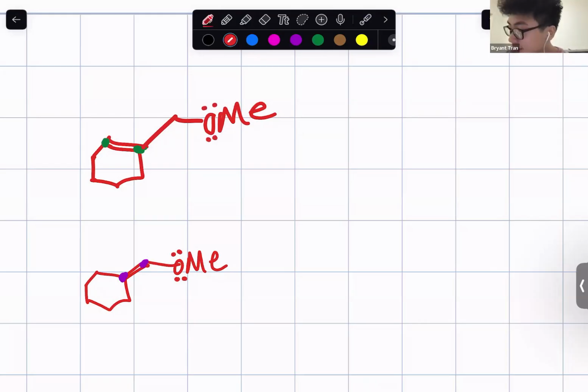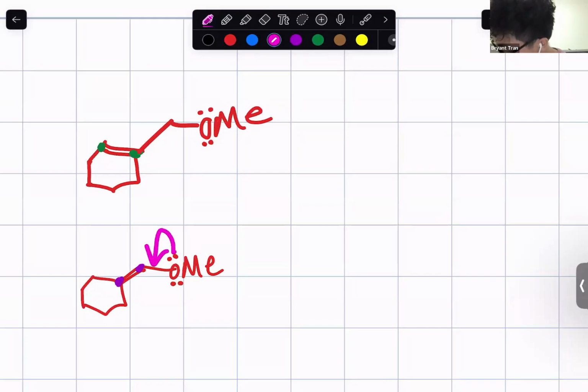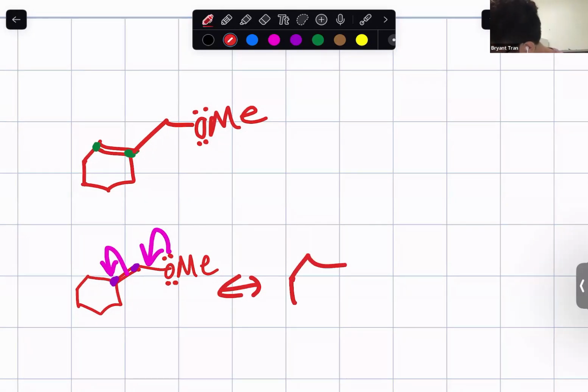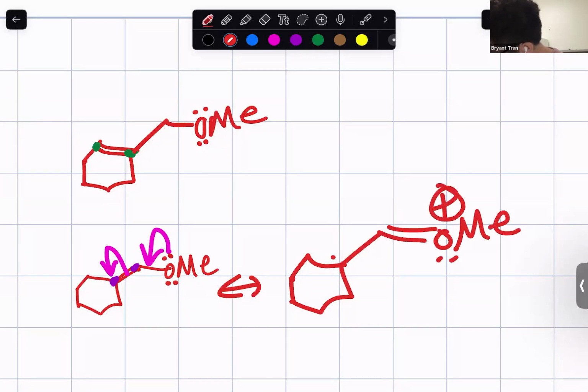Correct. Because the oxygen has pairs of electrons. Let's say one of the pairs of electrons goes to make a double bond right here, shifting this double bond onto that carbon, giving that carbon a pair of electrons. So I would draw the resonance structure like this: OMe, oxygen with 3 bonds and a pair of electrons, positive charge. This carbon gained a pair of electrons, so it's going to be negatively charged.